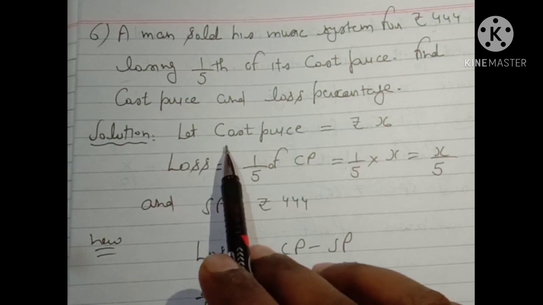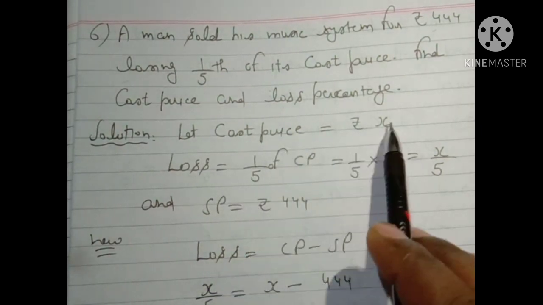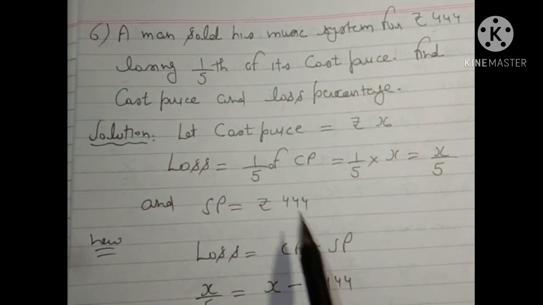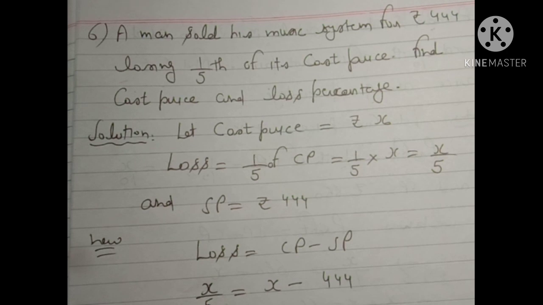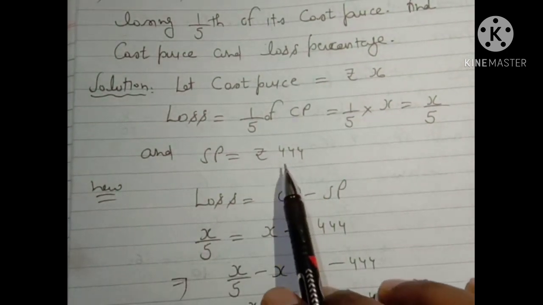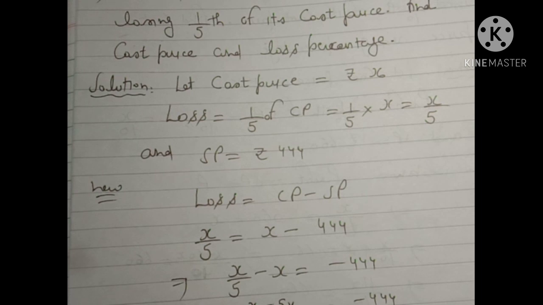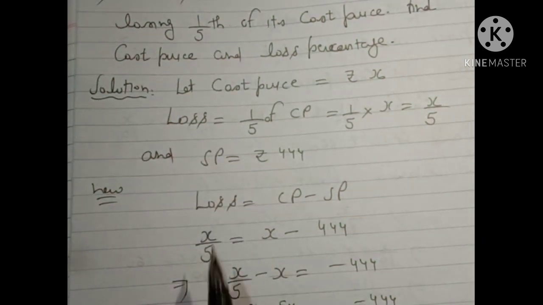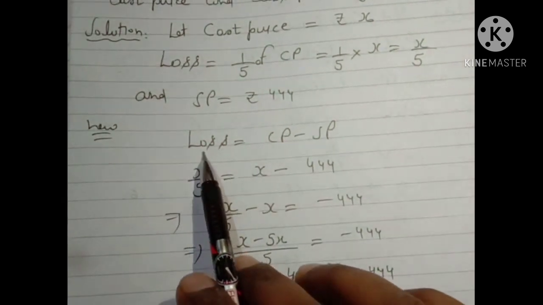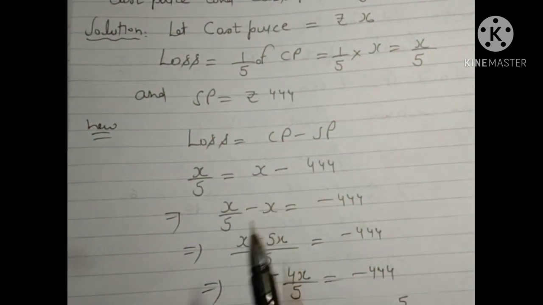It will become x over 5. So in this case the cost price we assumed is rupees x, and the loss according to the condition is x over 5, because loss is 1 by 5th of CP. The selling price is already given, that is 444. Because the loss is given, we have to apply the formula of loss: loss is equal to CP minus SP.